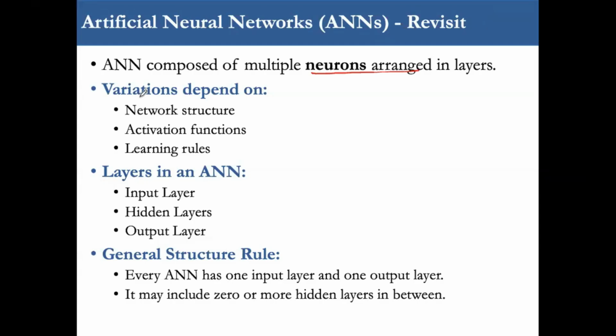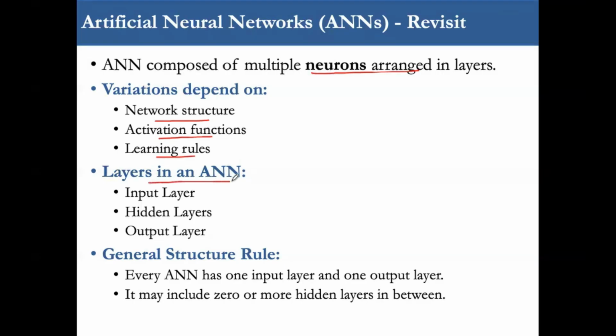We'll see what variations there are in artificial neural networks, and these variations depend on network structure, activation functions and learning rules. When you consider network structure, a few examples are feed forward and recurrent neural networks. For activation functions, there are different kinds we have seen already, a few are sigmoid, ReLU, tanh, etc. An example of a learning rule is backpropagation.